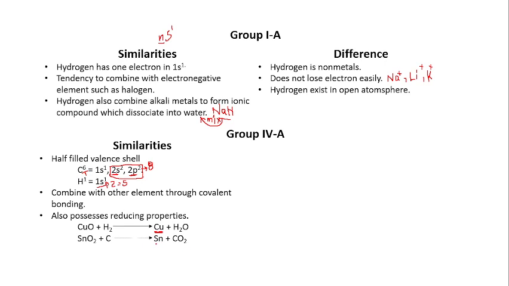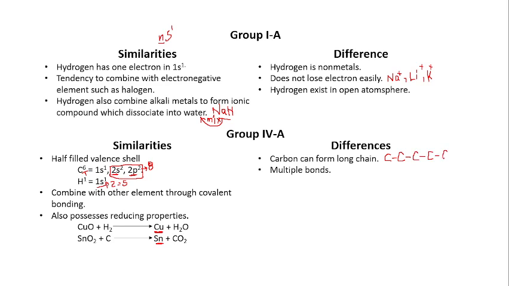This is the third similarity between hydrogen and group number 4A, or we can say the carbon family. Now we see the differences between carbon and other elements of group number 4A. First of all, the difference is that carbon can form long chains. As you know, this is the main property of organic compounds. We can say that carbon is the backbone of organic compounds. They form long chains by combining with other elements.